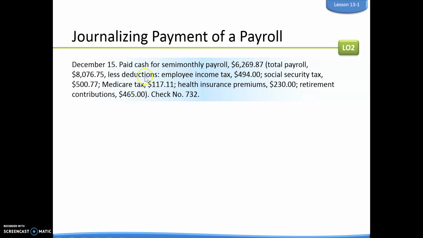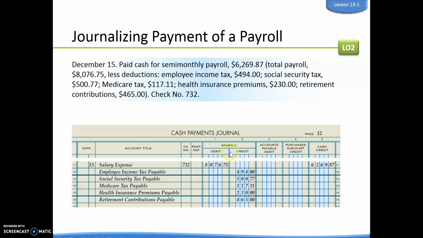So obviously, since we paid cash, this is going to go in our cash payments journal, and this is what it looks like. We put the date, salary expense, of course, is our debit. That goes first. Your check number, obviously, is from here. And then you list all of your payables. So employee income tax, Social Security, Medicare, etc., all of the credits. And then the difference between this minus all of those is your cash credit, or the amount that they say that they pay cash for their semi-monthly payroll.